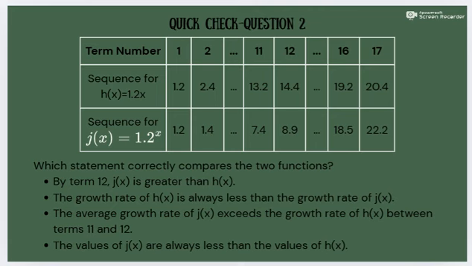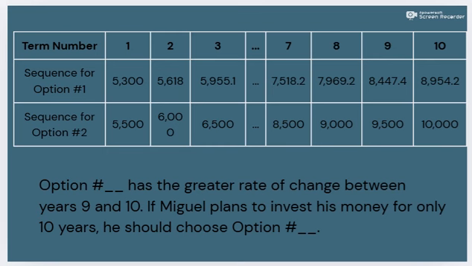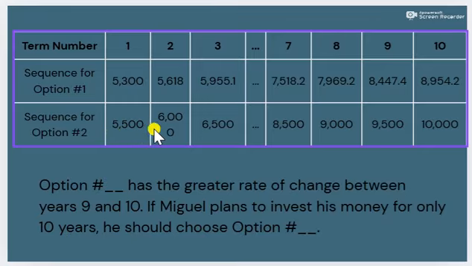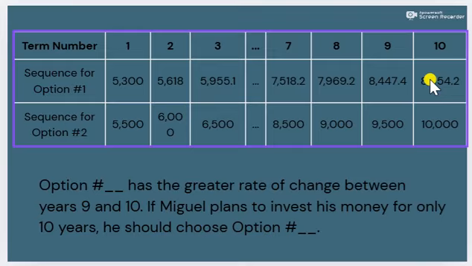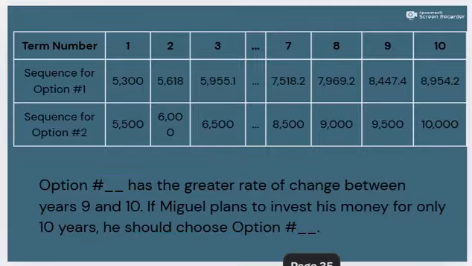Okay, quick check. Question 2. Actually, it makes more sense to take option number 2 because he's going to get 500 every time. And this one is going to be less every time. This is where it switches. And this one becomes a better option. But he probably should take number 2. Yeah. The greater rate of change is option 1. But he should probably take option 2 because he's going to get 500 every time. And like here, he's not getting 500. Here, he's not getting 500. So he should probably take option 2.